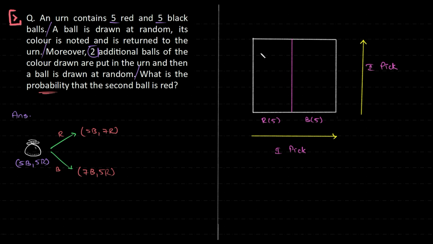Once this happens, within this space, there are again different possibilities. So we have this space being red and this space being black. This is red and this would be black. Here we have 5 of them, we have 7 of them. Here we have 7 of them and here we have 5 of them. Does it make sense?